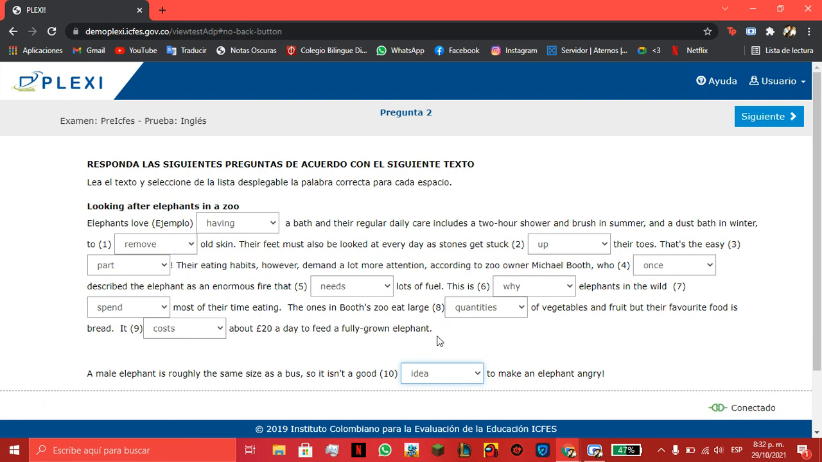I think the right answer here is idea because an idea is like a mental representation of something or like a mental notion. So that's why I think it's idea to make an elephant angry.